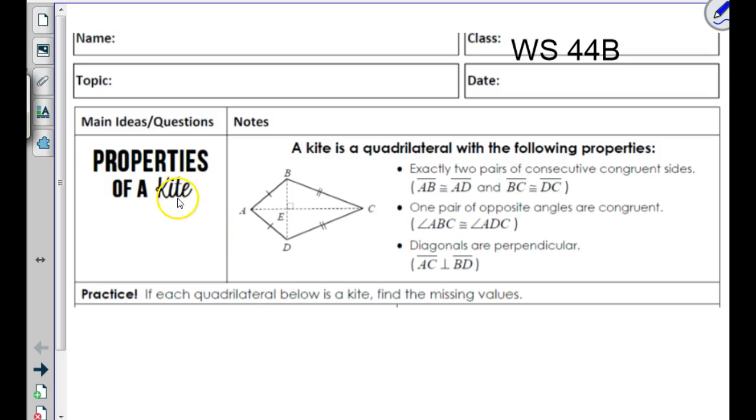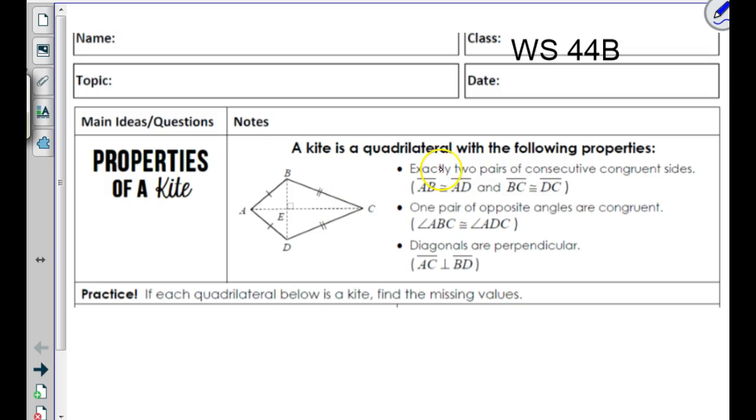Okay? So the properties of a kite, this is going to be on 44B. You need to put this in your spiral. And I'm about to collect the spirals because we finished quadrilaterals after this set of notes. So please make sure that you do these so that you get these summative points.